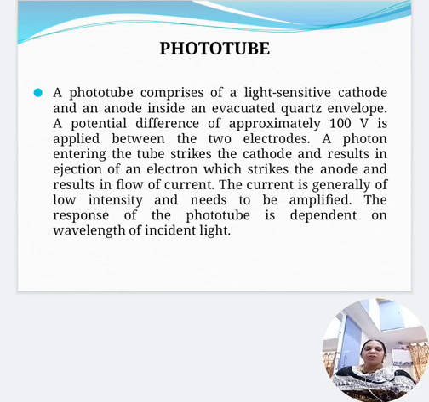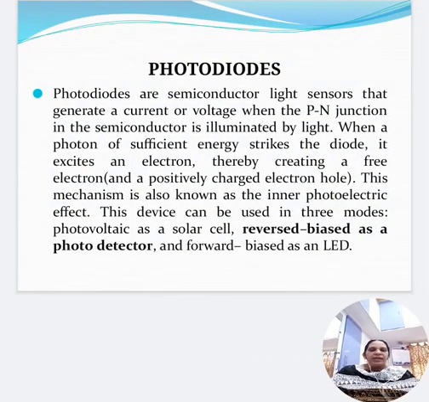This is the working principle of a phototube, which comprises a light sensitive cathode and an anode placed inside an evacuated quartz envelope. A potential difference of approximately 100 volts is maintained between the two electrodes. When light radiation falls on the surface of this envelope, a photon entering the tube strikes the cathode and it results in ejection of an electron, which strikes the anode and this results in the flow of current. The current is generally of low intensity and it needs to be amplified. The response of the phototube is dependent on the wavelength of the incident light.